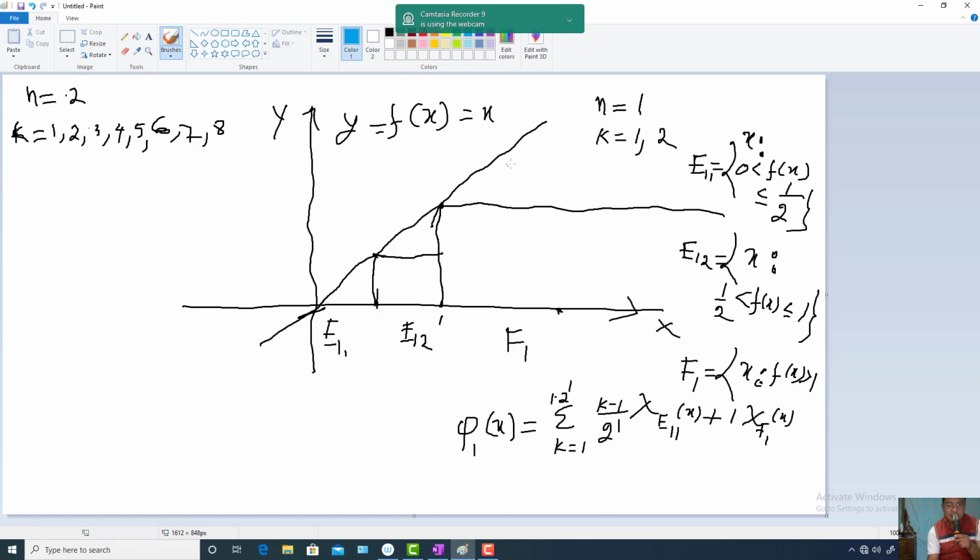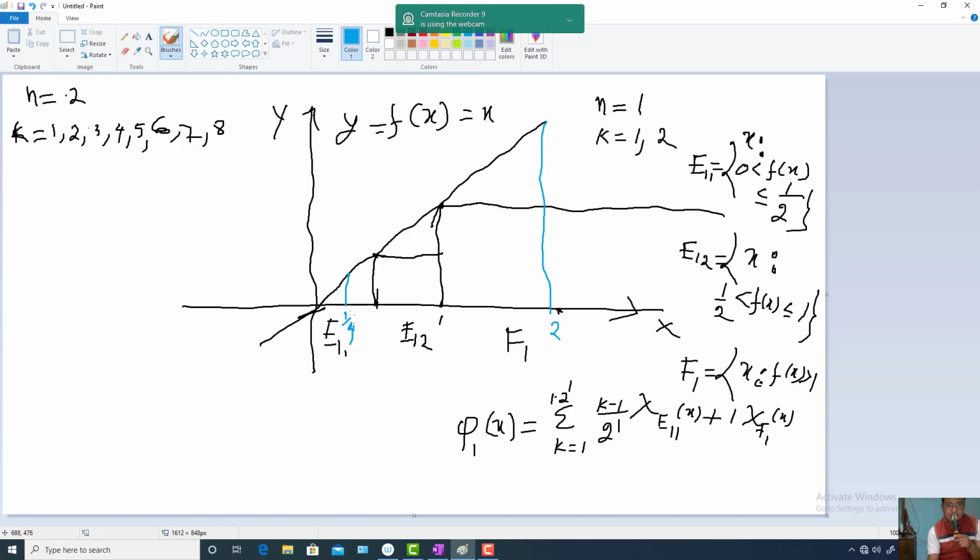So in that situation, the function domain is, again, n is equal to 2. This is 2, no? So you divide this one into 2. This is 1 by 4. This is 1 by 4.